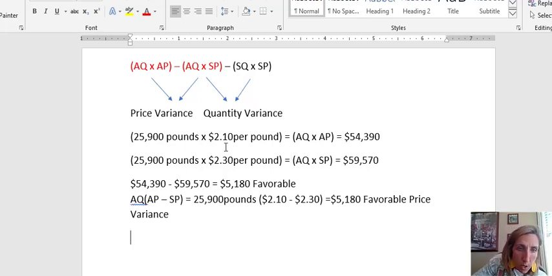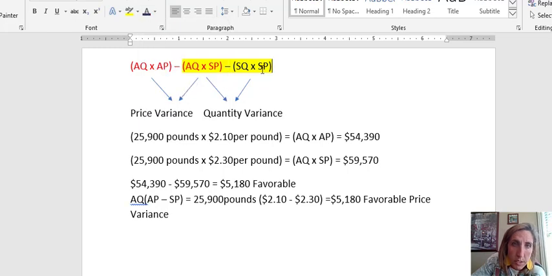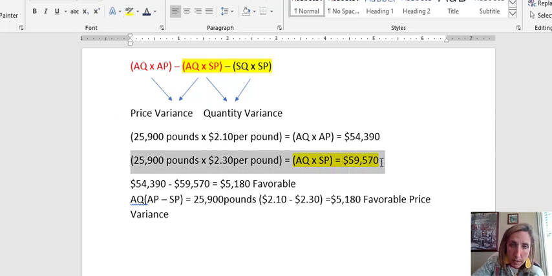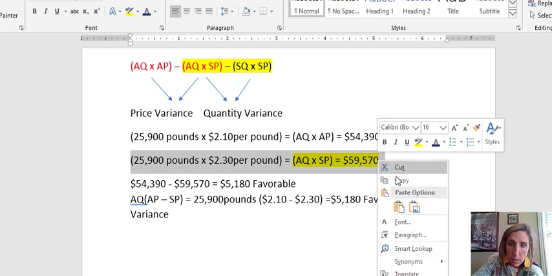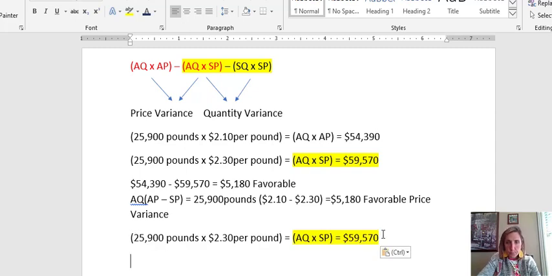So since we already did this section here, I'm highlighted on the top, in yellow, there is how you would calculate your quantity variance. So the AQ times the SP, highlighted here, we have actually already calculated. We've done that math. So that's where I'm going to start my formula. I'm going to say this is the beginning of my formula for my quantity variance. I'm going to take that highlighting off.